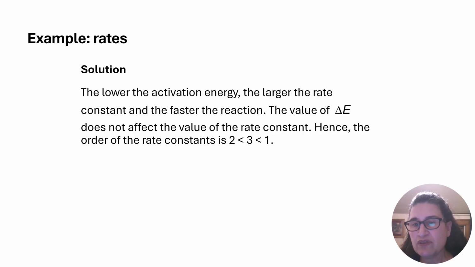Okay, so the lower the activation energy is, meaning the smaller that hill, the larger the rate constant and the faster the reaction. The value of delta E, we said, had nothing to do with the reaction. So the order of the rate constants for those previous graphs would be: the second one would have the lowest rate constant, then the third one, then the first one.